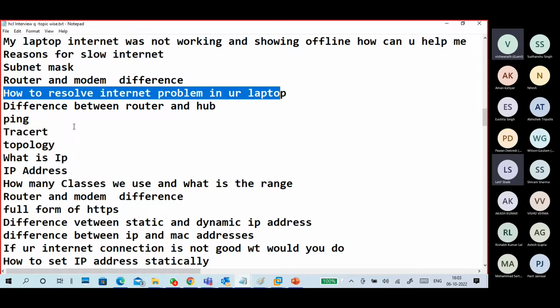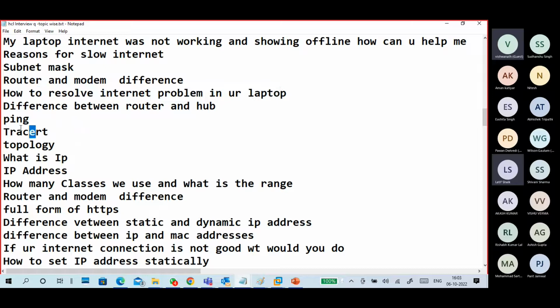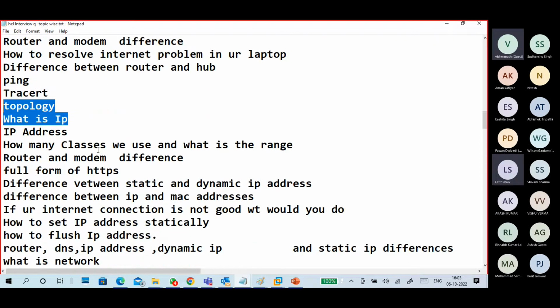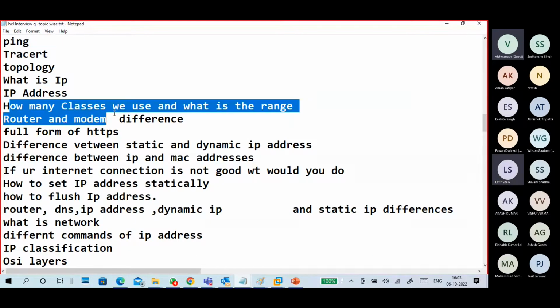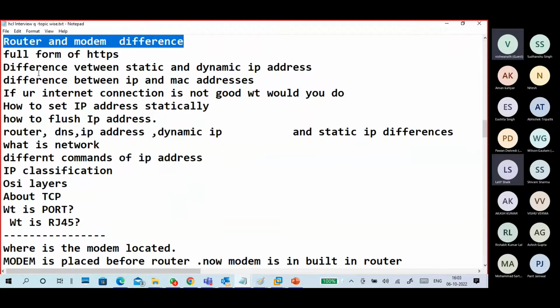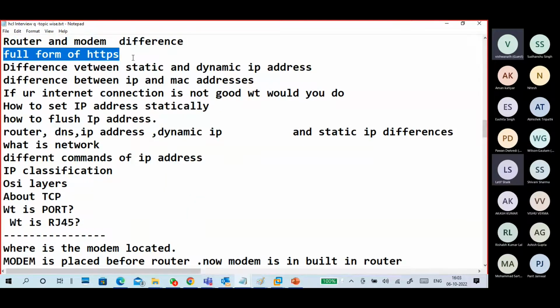laptop, difference between router and hub, ping, request, trace route, topologies, IP address, what is IP address, IP address classes and their ranges, router and modem differences, full form of HTTPS, hypertext transfer protocol, secure, S means secure or SSL.